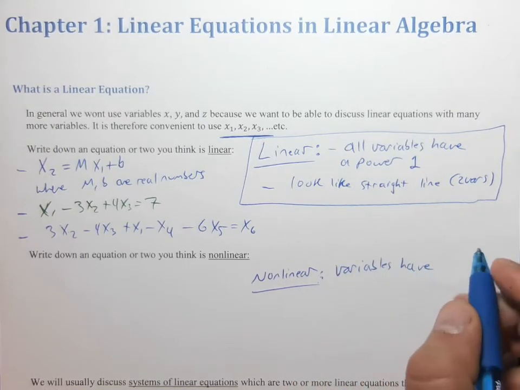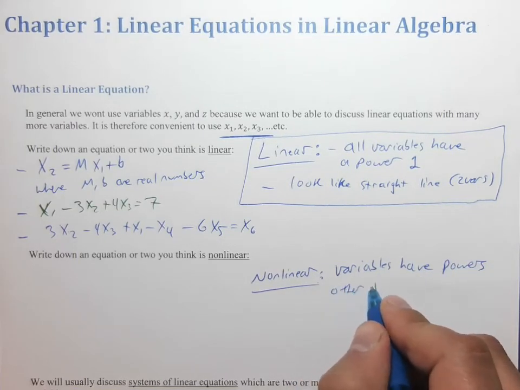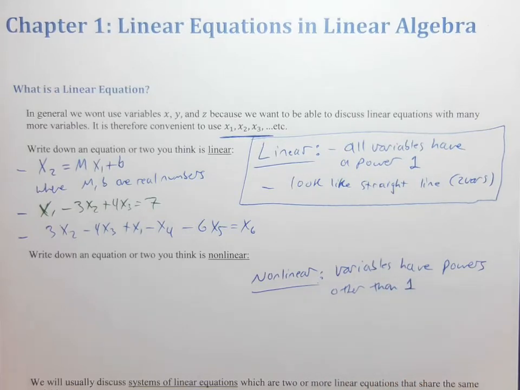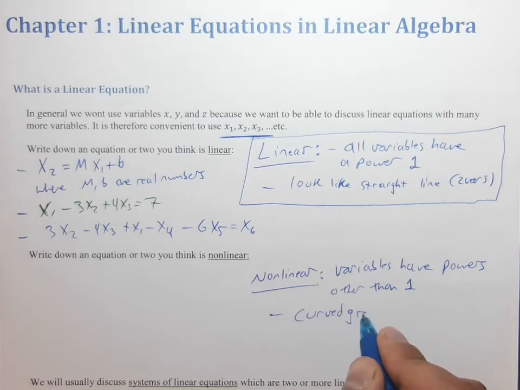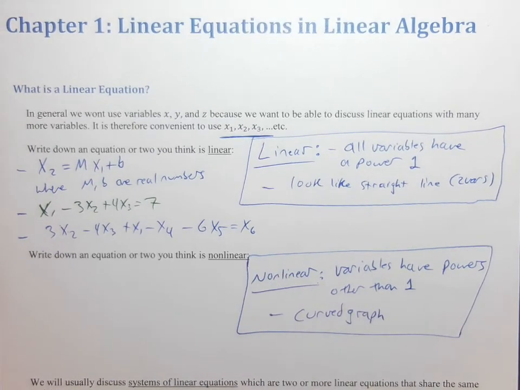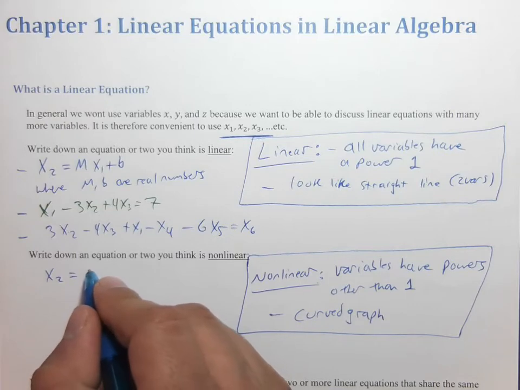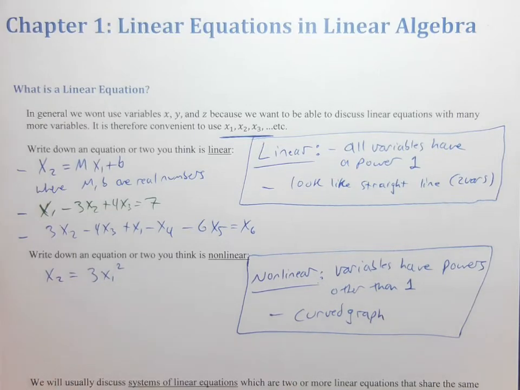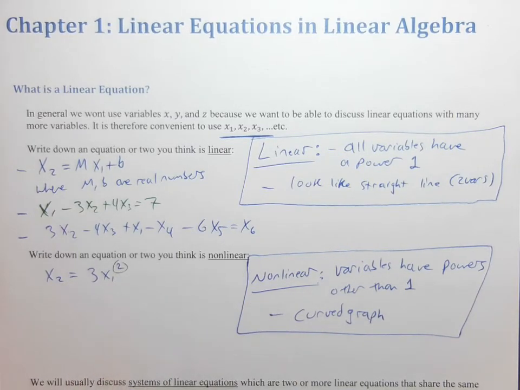So any nonlinear equation would have a variable that has a power other than 1. And so visually speaking, that makes a curved graph. Right? A non-linear graph makes something that's not a line. Non-linear means not linear. So with that in mind, we could easily think of some non-linear equations, like y equals x squared or something. In this case, we'll do x2 equals 3x1 squared, right? So the squared part here is what's making this non-linear, and we know that makes a U-shaped kind of graph.